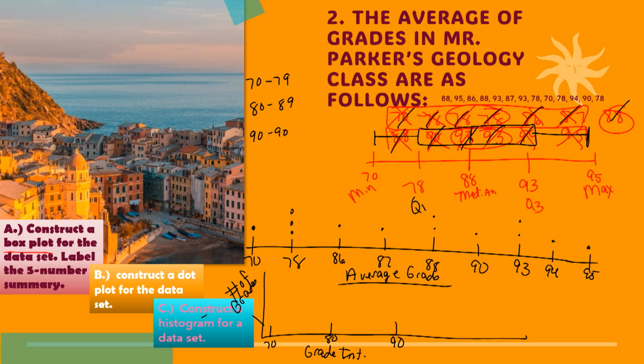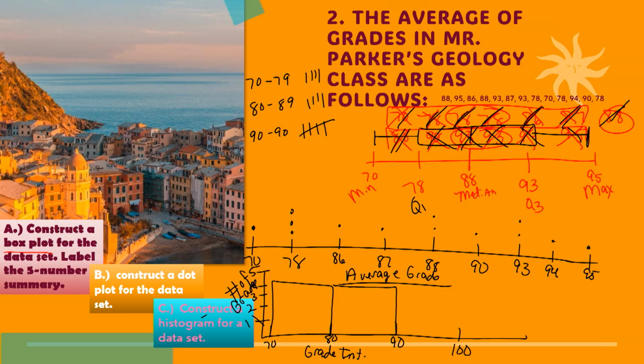So let's count. In the 70s, I have 1, 2, 3, 4. In the 80s, I have 1, 2, 3, 4. In the 90s, I have 1, 2, 3, 4, 5. So from 70 to 79, I had 4. From 80 to 89, I had 4.